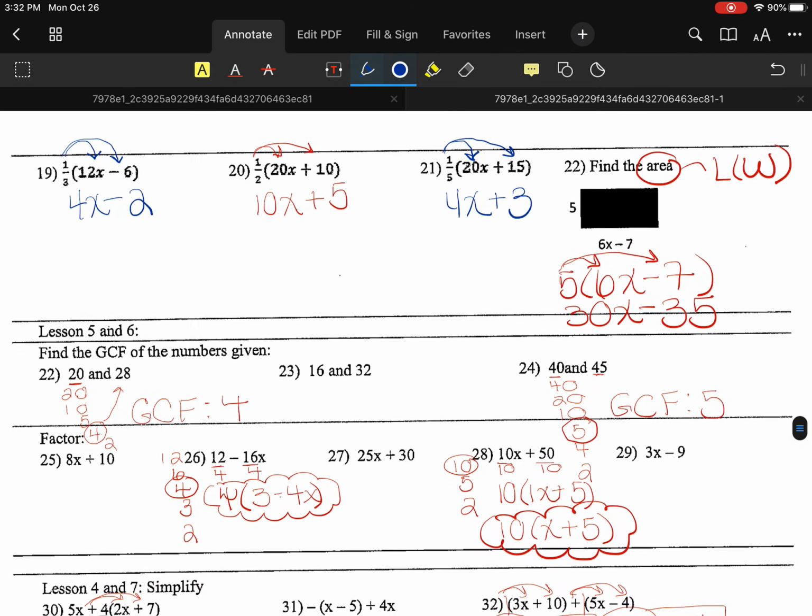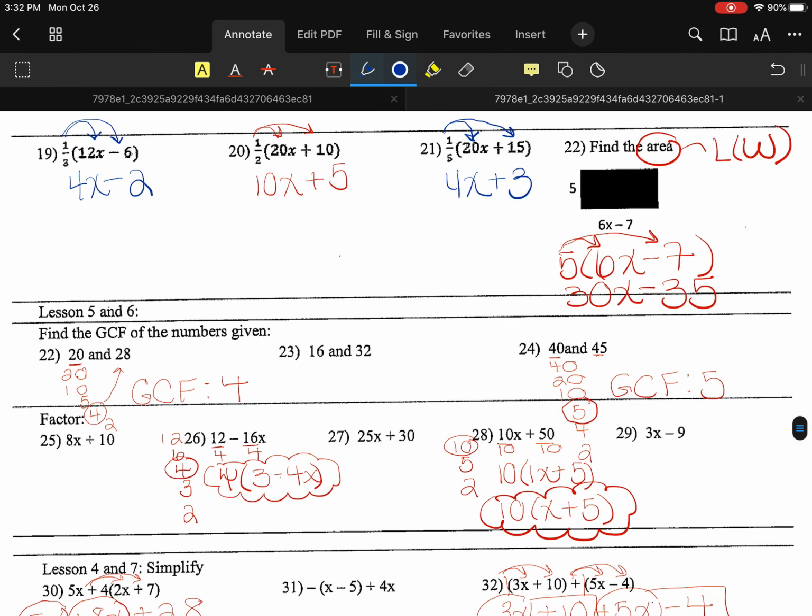Hopefully you're getting these right so far, and if you are, great. That'll make tomorrow's test even easier for you. And some of you are taking the test on Monday, depending on what cohort you're in.